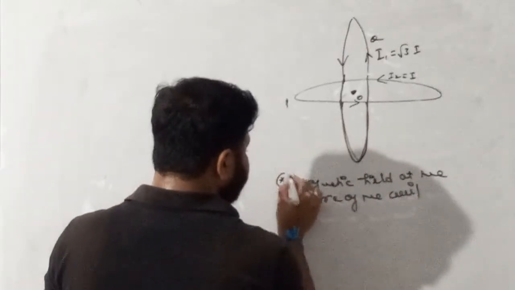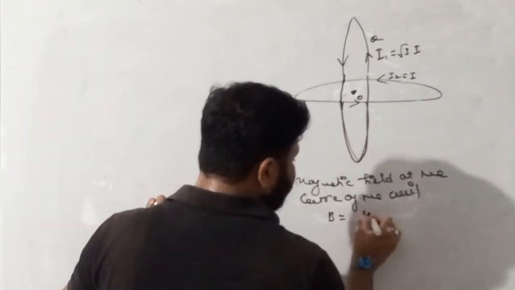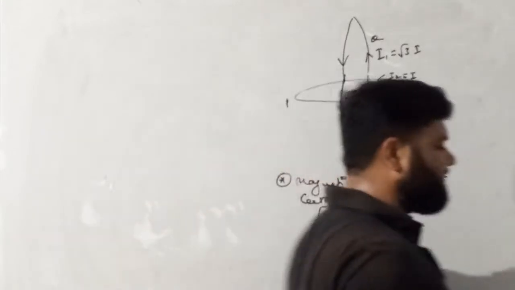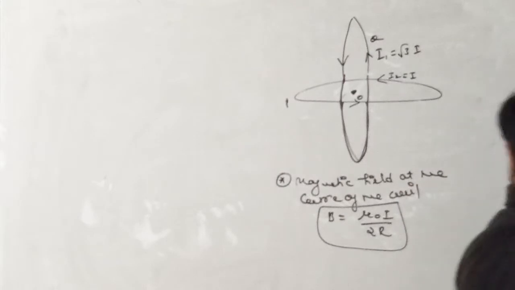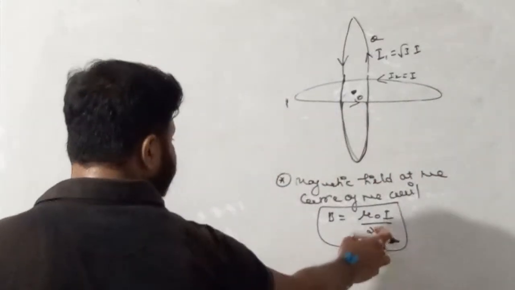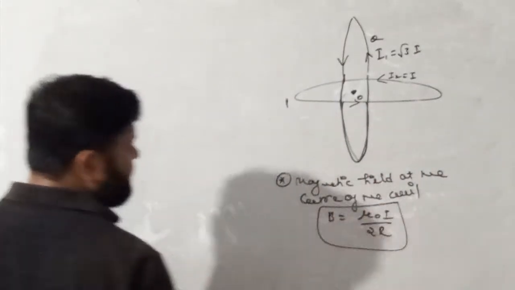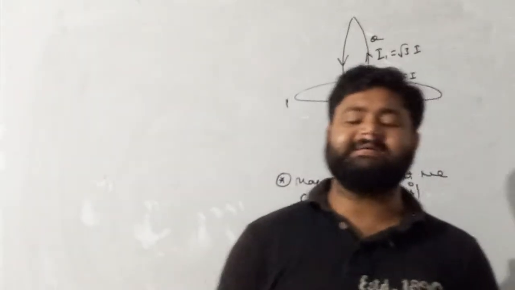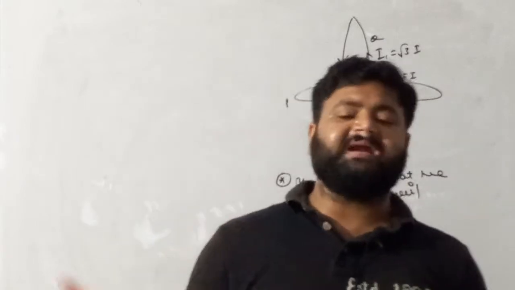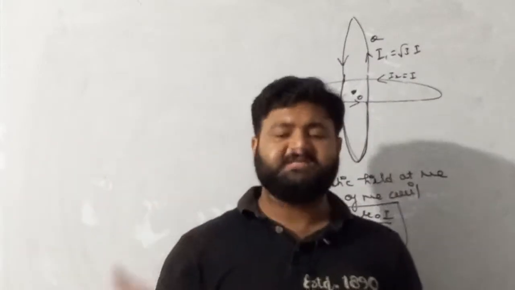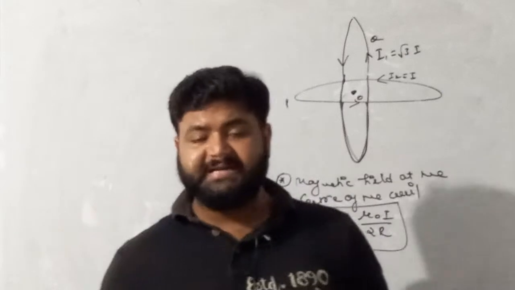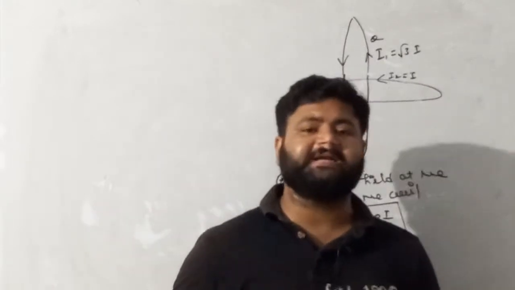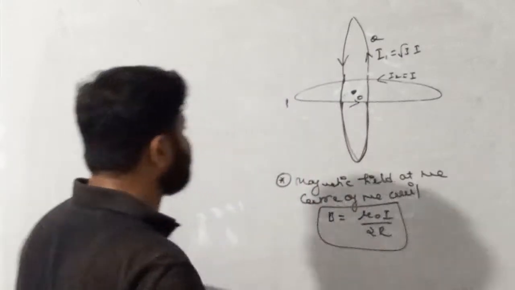Magnetic field at the center of the coil must be equal to mu naught I by 2R. I hope you all are aware. We'll derive this formula: mu naught I by 2R, where R is radius, I is current, mu naught is constant. The direction of magnetic field due to a current carrying circular arc can be found by the right hand screw rule, in which we curl our right hand fingers in the direction of current. The thumb gives the direction of magnetic field. I hope you all are aware of this formula.